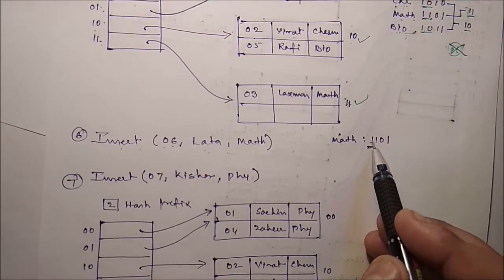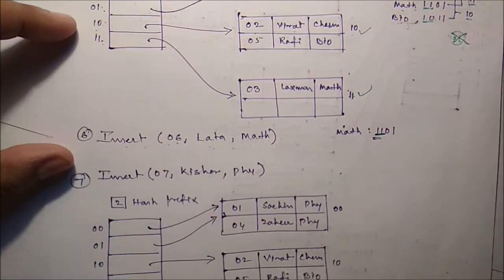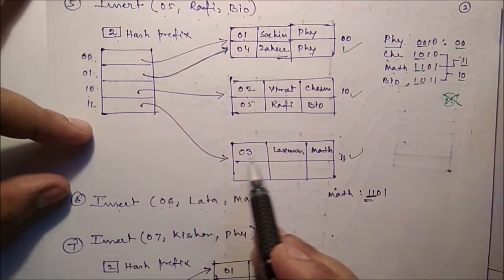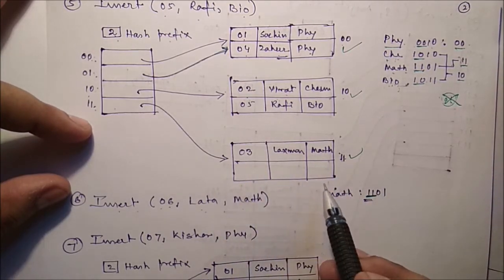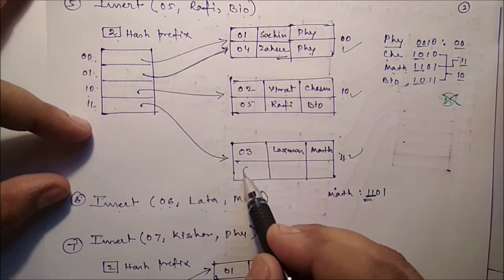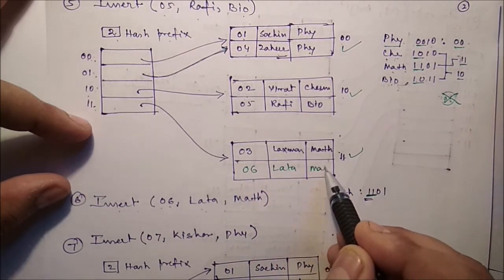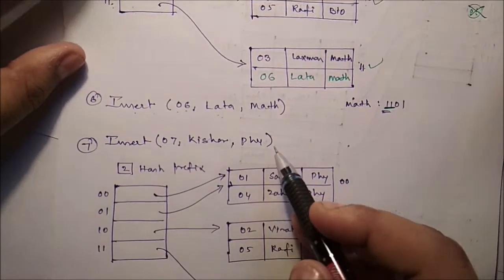Out of this, the first two digits are what? 1 1. So first of all see where the 1 1 is. We can see 1 1 is here, and you just see whether any vacant space is there in this particular bucket or not. Now the vacant space is there, that means here you can store roll number 6 Lata, and the subject is mathematics.